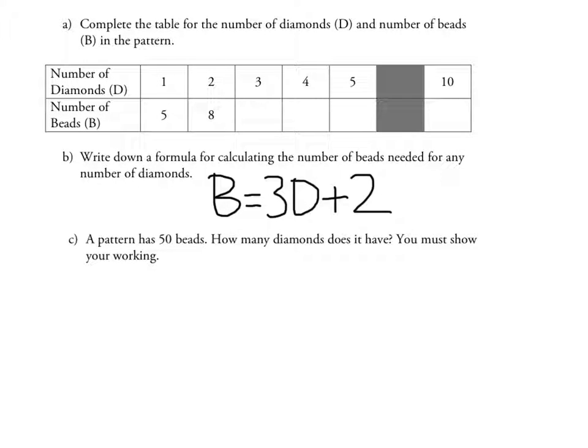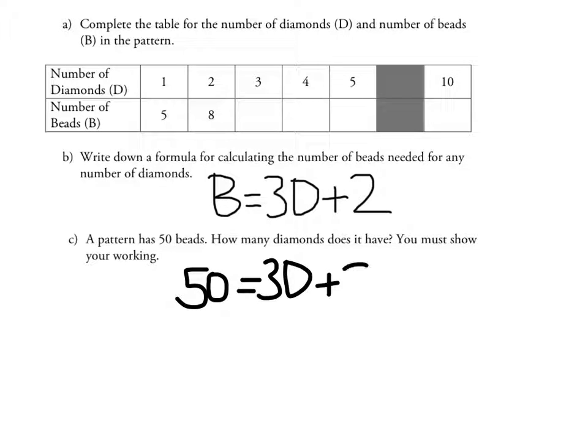Last part of the question. A pattern has 50 beads. How many diamonds does it have? So this time, we're not going to replace the d with the number, we're going to replace the b with the number because it's telling us how many beads. So I'm going to replace b with 50 and keep the right-hand side the same.